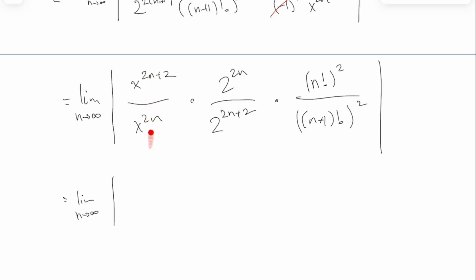Just this guy here? Yeah? X squared. X squared, yeah, right. X to the 2n plus 2. Remember, in a situation like this, you should be subtracting the exponents. And so it's 2n plus 2 minus 2n, which is 2 in the exponent. X squared, all right? Don't forget about these absolute values.